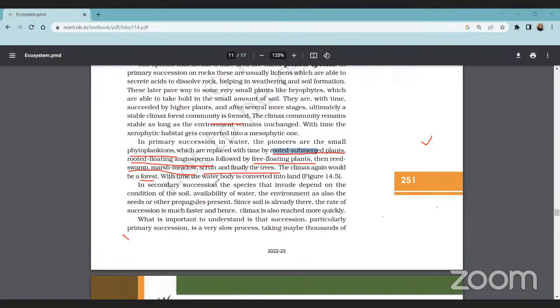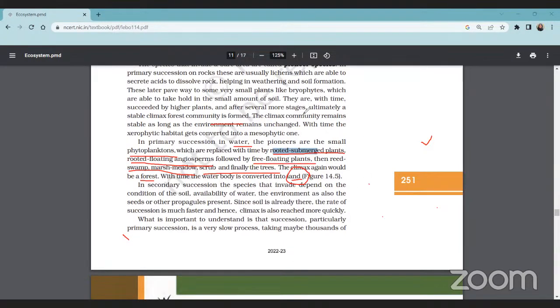Over time the water body is converted into land. Here, in water succession, as the climate changes, the plants grow, and in the climax condition they are formed as a forest, and that is converted into land.